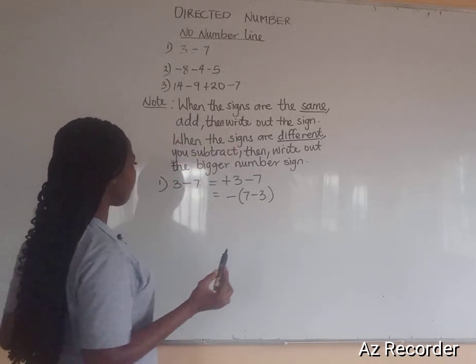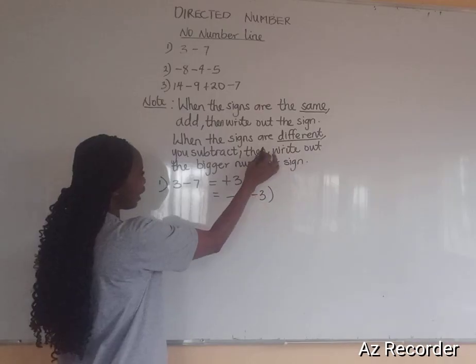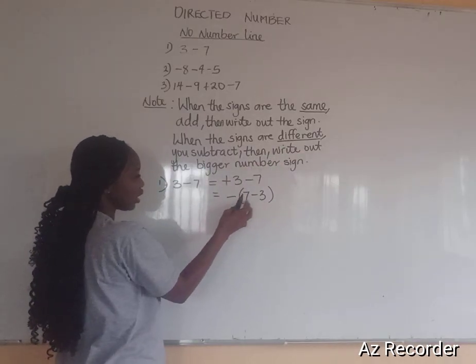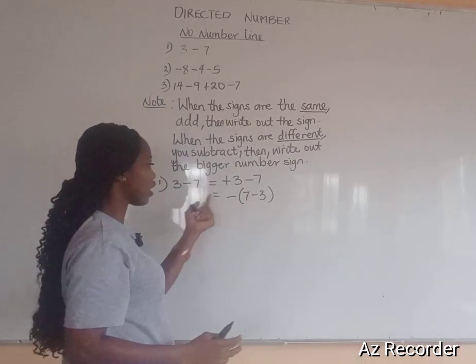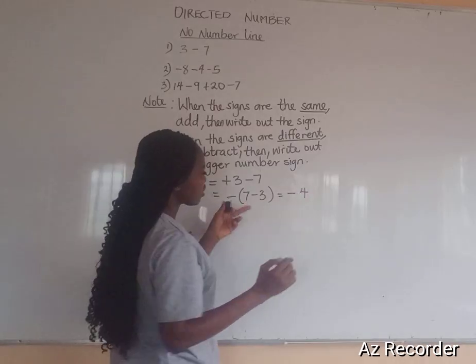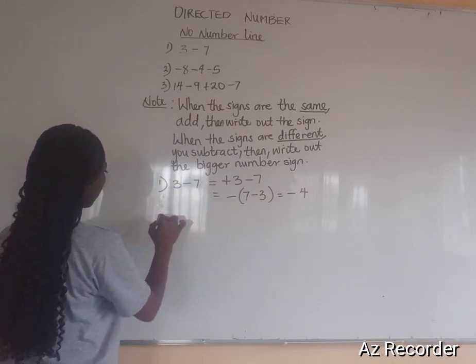When the signs are different, you subtract, which is this. Then write out the bigger number sign. 7 and 3, 7 is bigger. So the sign of 7 is minus. So this becomes minus 4. 7 minus 3 is 4. Let's go to the next example.